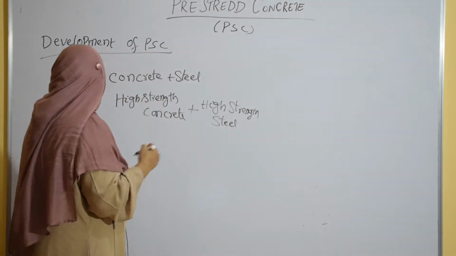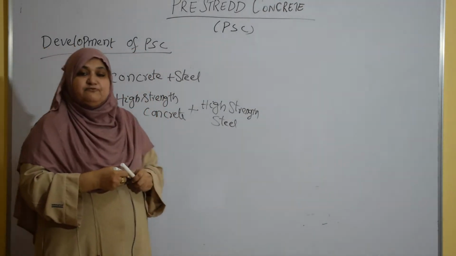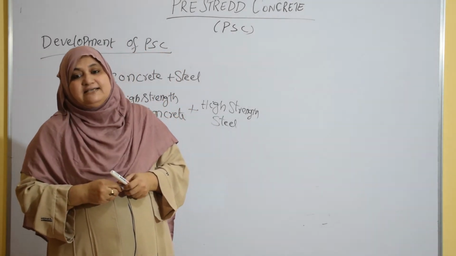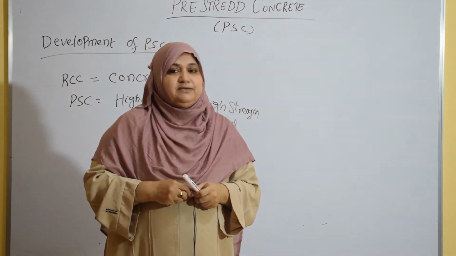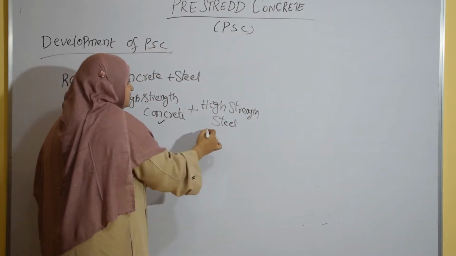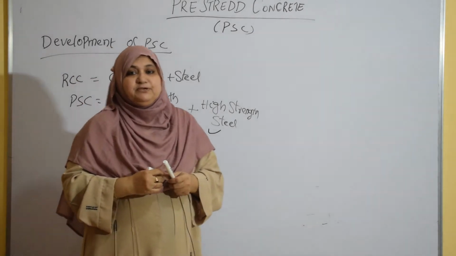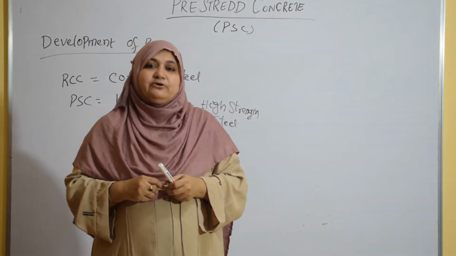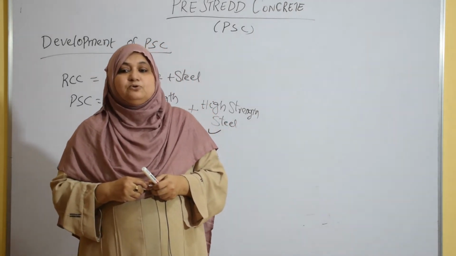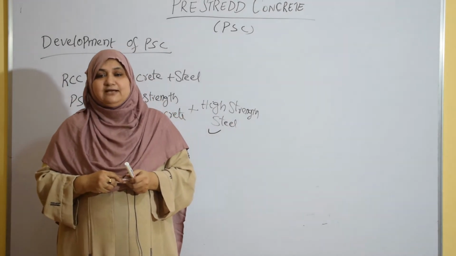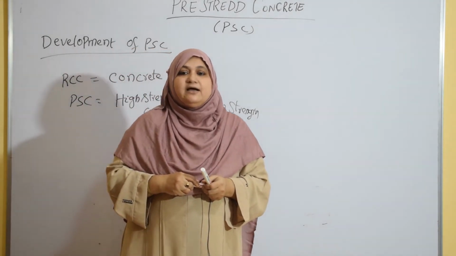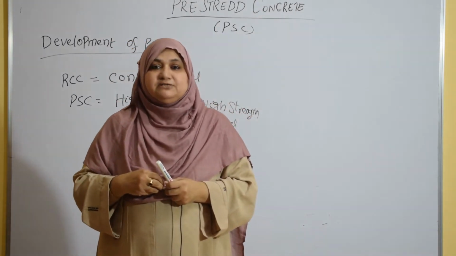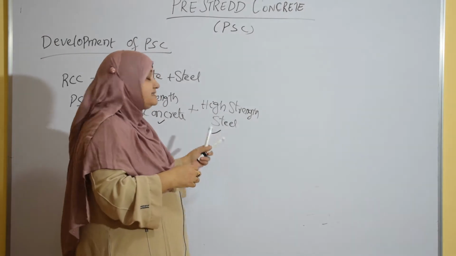So the steel is tensioned before, then it is pushed against the concrete. Fine. So high strength steel and high strength concrete are used in PSC. Always we use high strength concrete and high strength steel for PSC. Why? This is because high strength concrete is less liable to cracking and shrinkage, that is shrinkage cracks, and it has a lower modulus of elasticity. These are the properties required for pre-stressed concrete.